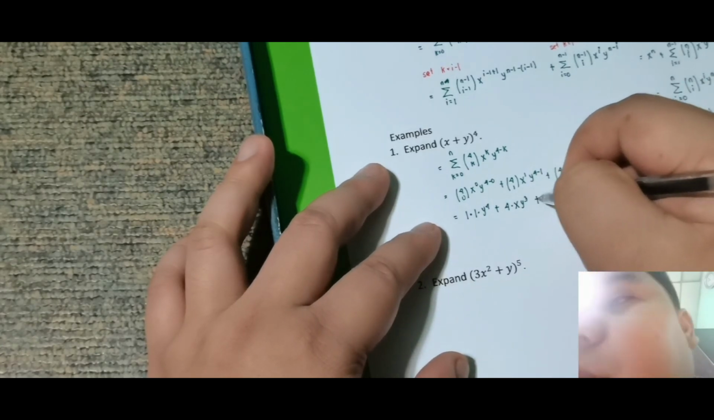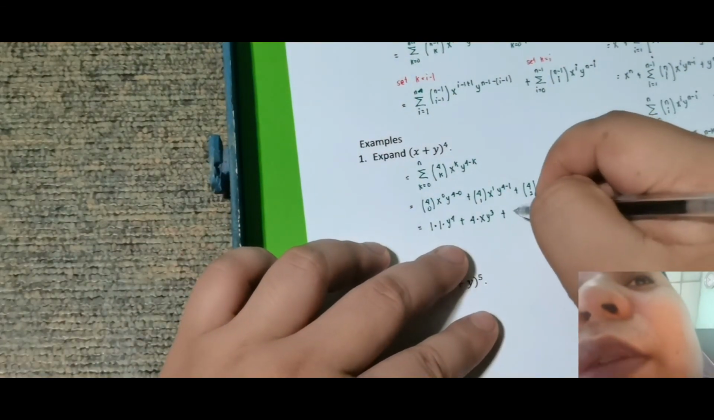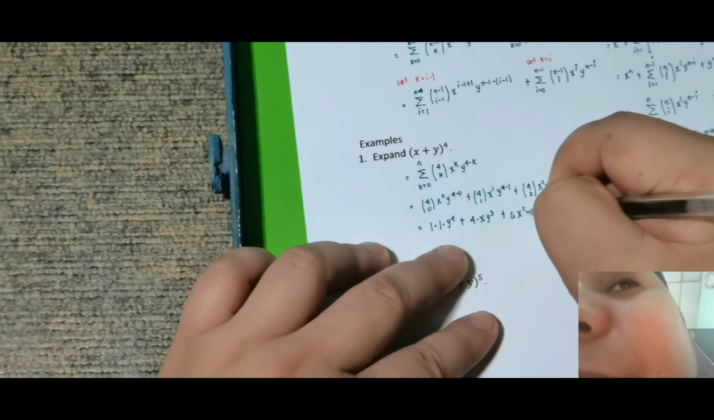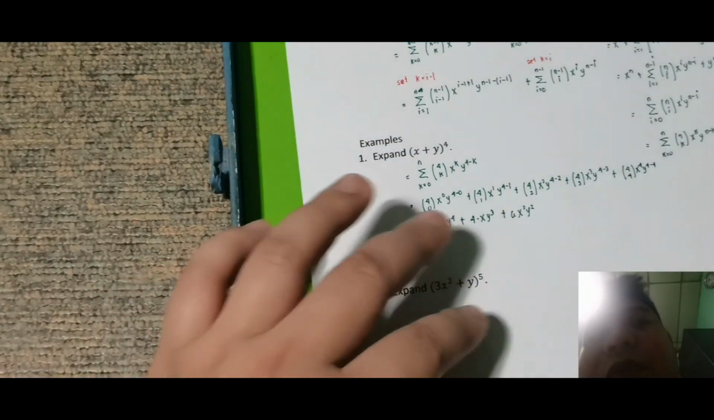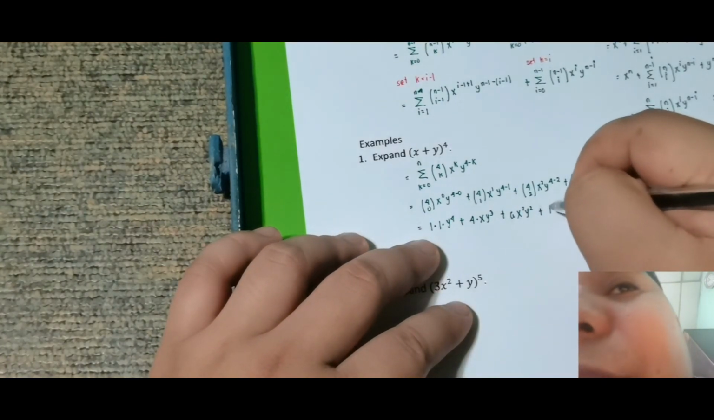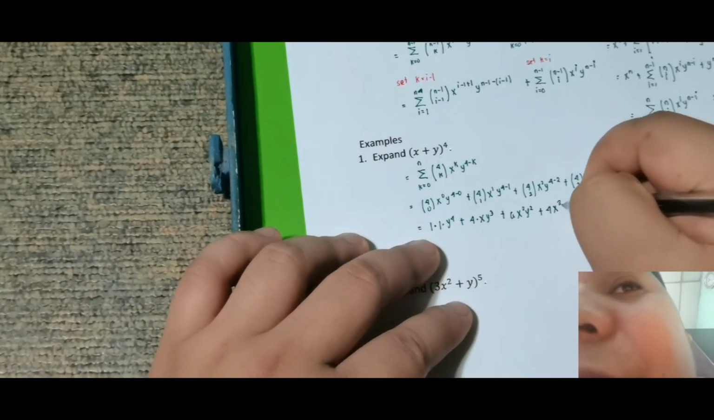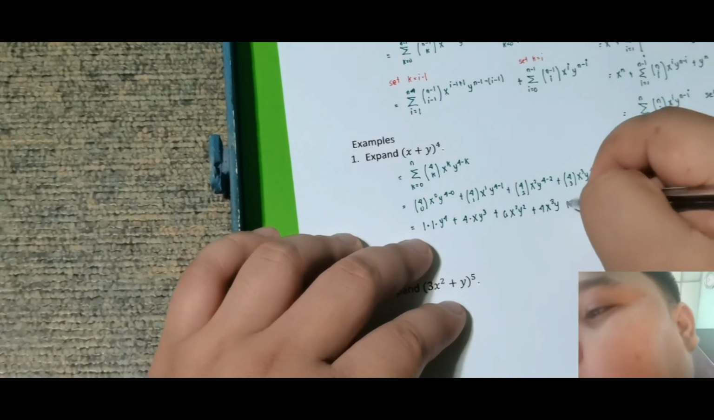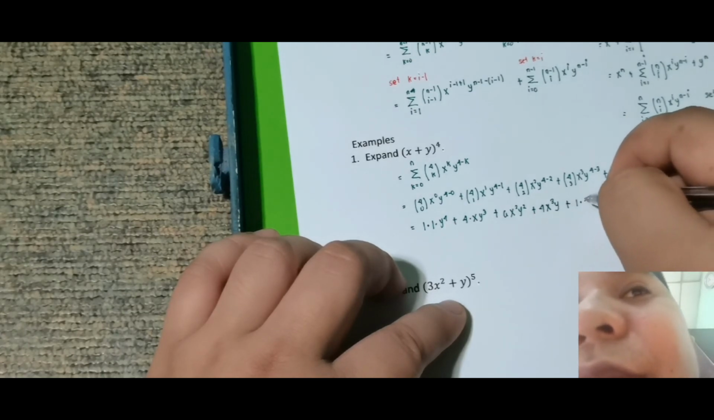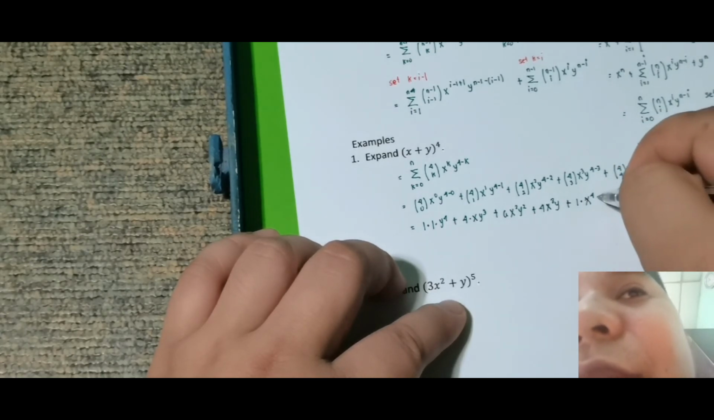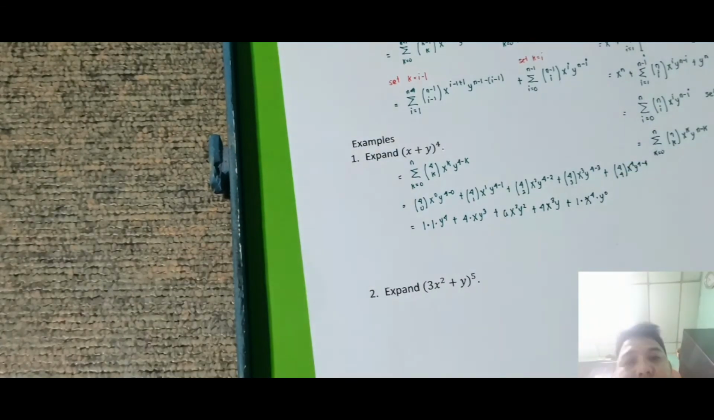Then 4 taken 2, what is 4 taken 2? Solve lang natin. Sorry, nakatabingi. That is 4 taken 2, that is 6. Okay, so similar, that is 6 x squared multiplied by y squared. Then 4 taken 3, what is 4 taken 3? That is 4. That is 4 x cubed then y. Then lastly 4 taken 4, that is only 1 times x raised to 4 times y raised to 0. Y raised to 0 is 1 obviously.